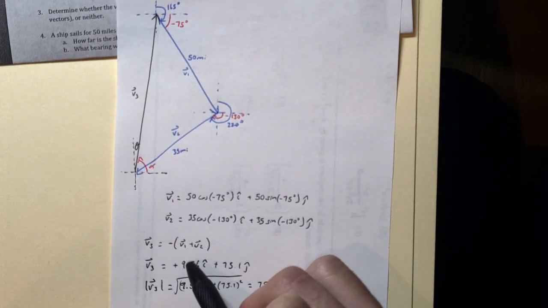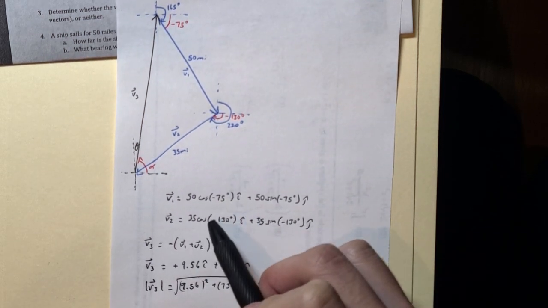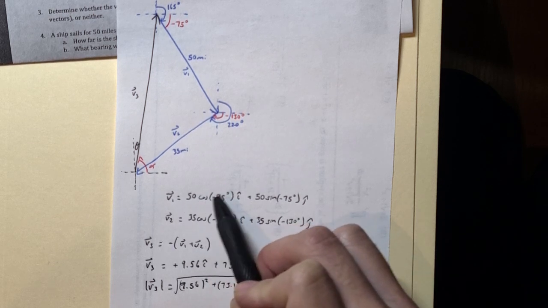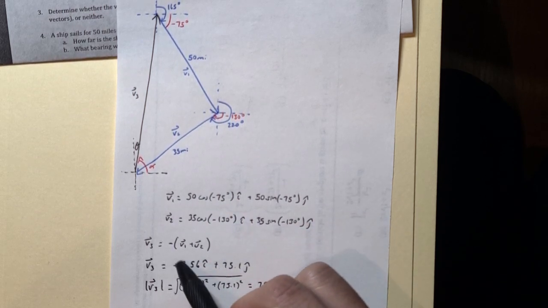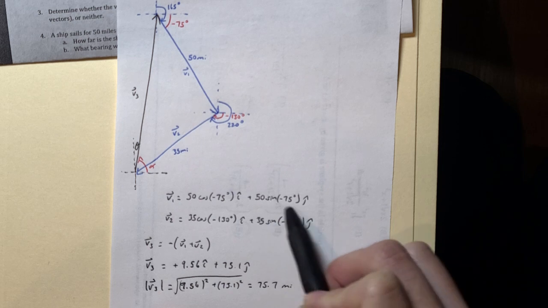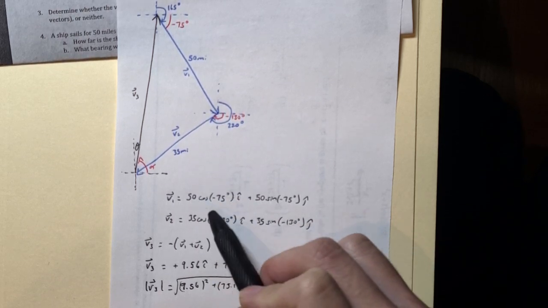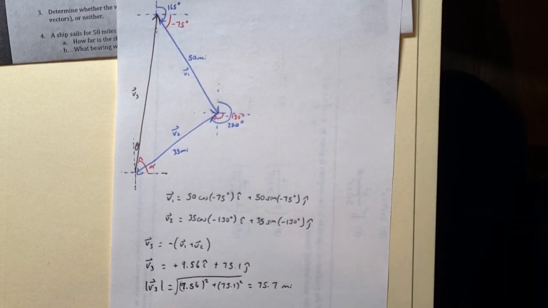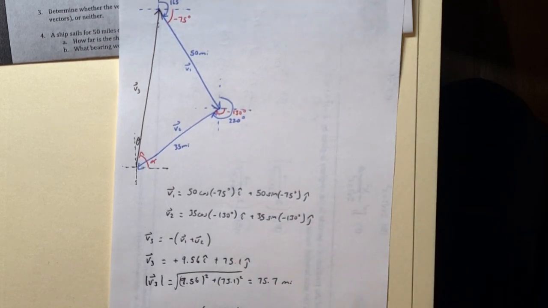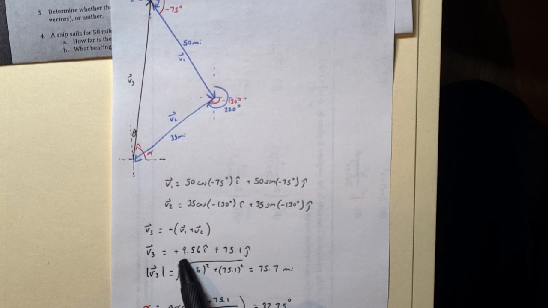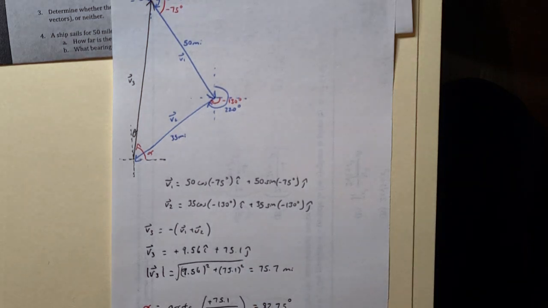Okay? So if you plug this into your calculator, remember how you add vectors? You add the x components together for i and the y components together for j. Or you could add the i's together, add the j's together, however you want to think of it. Okay? So that would give us 9.56i plus 75.1j. And this is really helpful that we got this because we can answer both questions now.